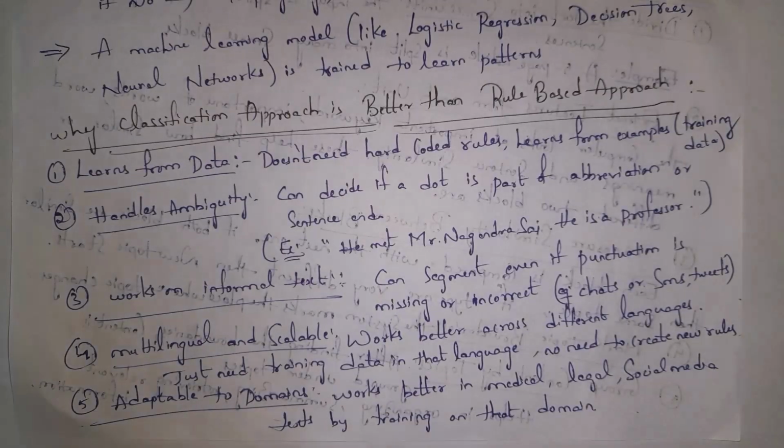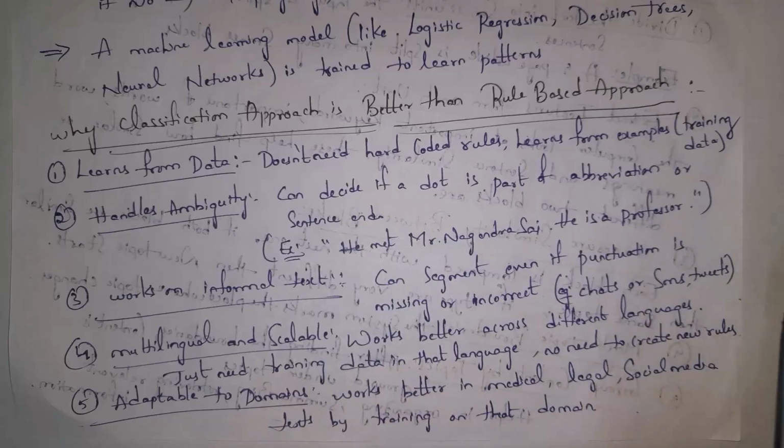And the first one is learns from data. Guys, in the classification based approach, we need not apply any rules. Whenever we train our model by giving various examples, the NLP model will automatically learn, and whenever we give new input, the NLP model will automatically give output. So there is no need of applying any rules, as the classification based approach learns from data. And the second one is handles ambiguity. The classification based approach can decide whether a dot is the end of a sentence or not.